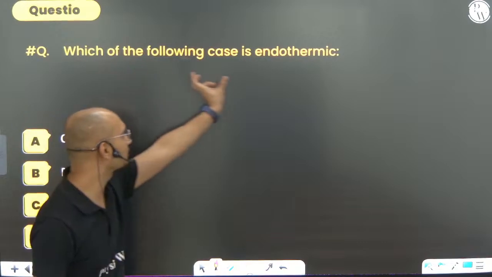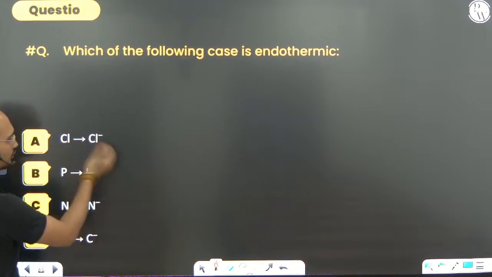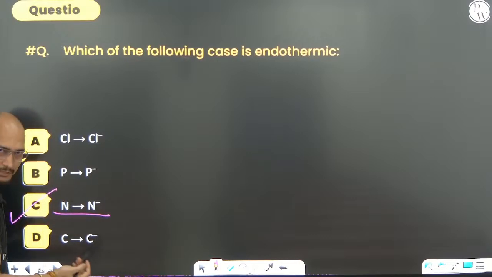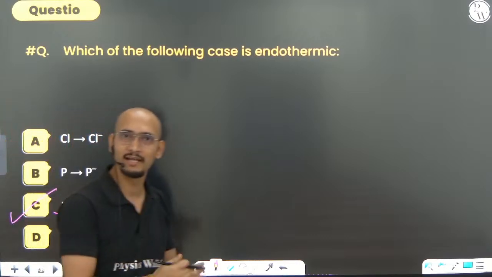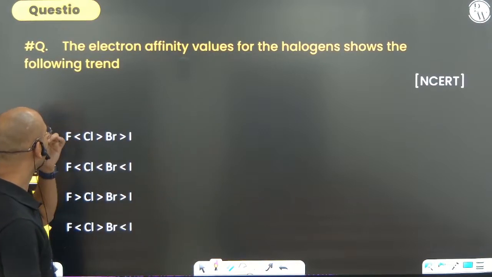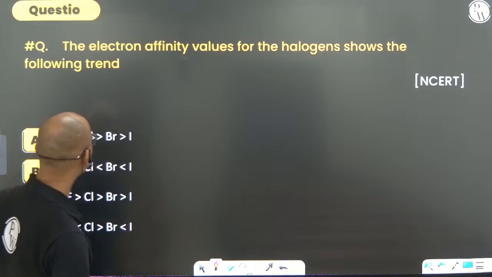Next, which of the following cases is endothermic? Chlorine to chloride, no. P to P minus, no. N to N minus, yes. Option C. We have already seen that delta HEG is positive for nitrogen, the beryllium family and noble gases. Yes or no? Next. The electron affinity values for the halogens show the following trend.